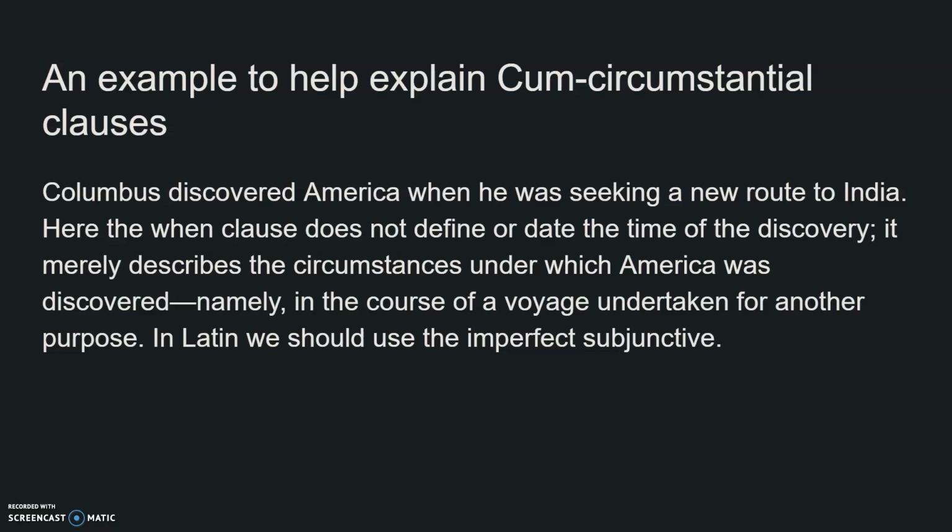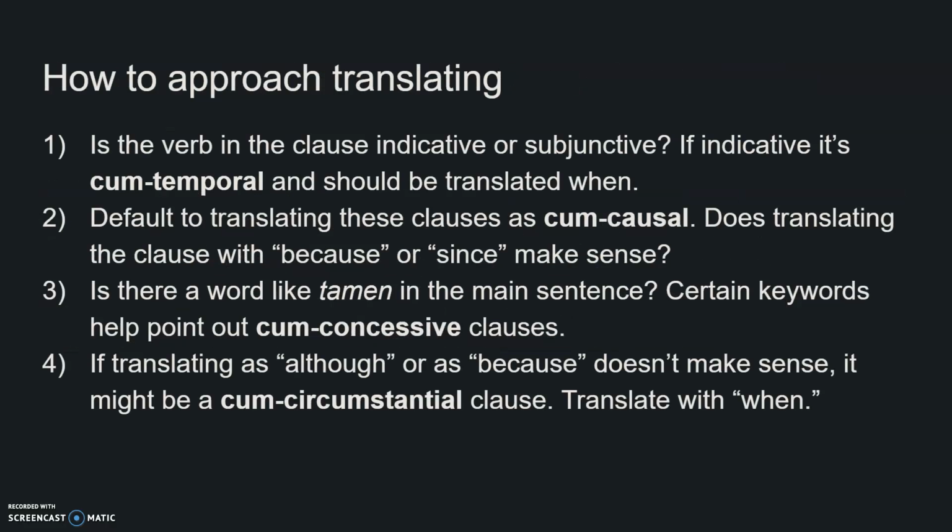I'll show you another example in a second. But let's talk about how to translate these clauses first. So here's some steps. When you see a cum clause, you've got cum and it's followed by a nominative or accusative. Typically, you know it's not a preposition. You know it's going to be one of these conjunctions. How do you figure out whether it means when, whether it means although, or whether it means because or since? So, a couple steps. Number one, is the main verb in the clause in the indicative or subjunctive? If it's indicative, it's a temporal clause. It just means when. We're done.